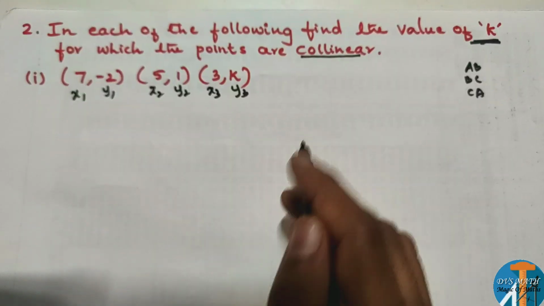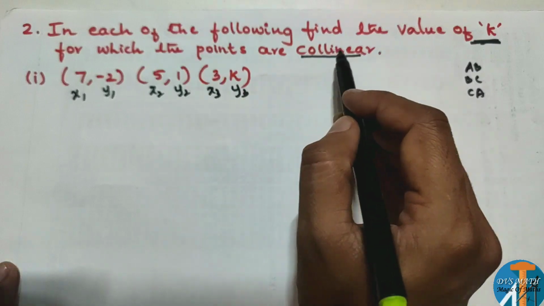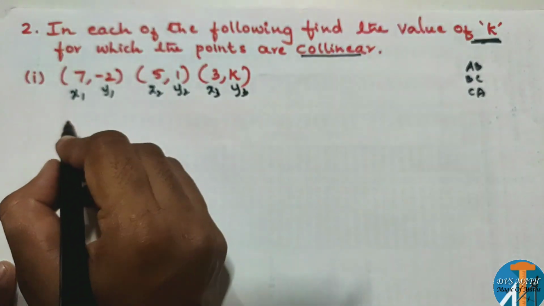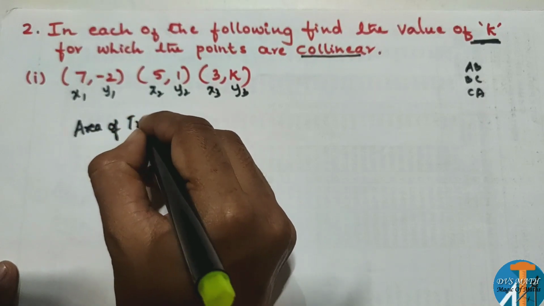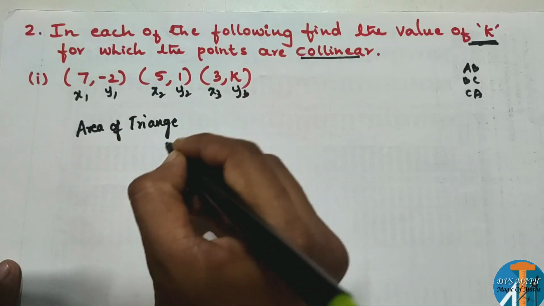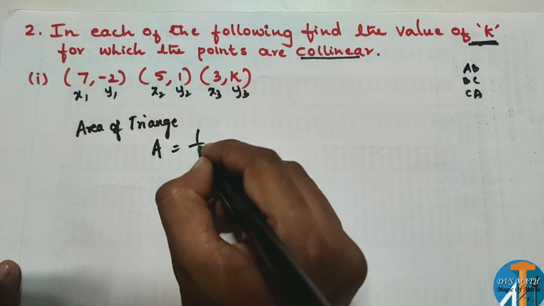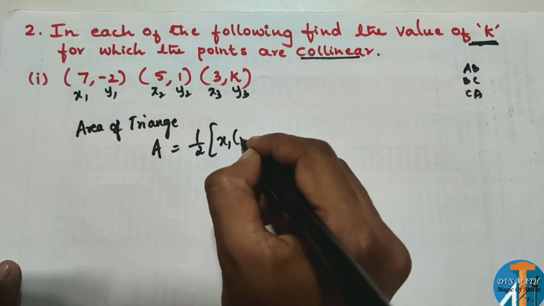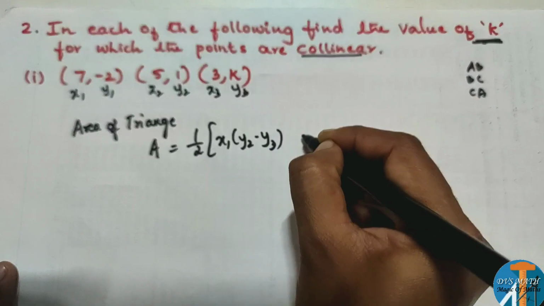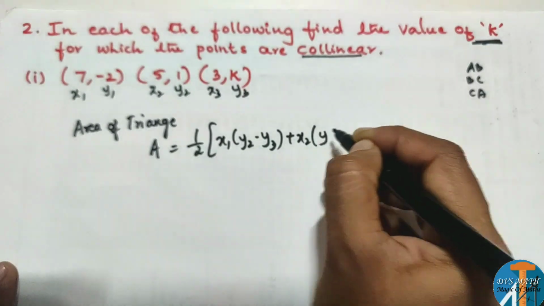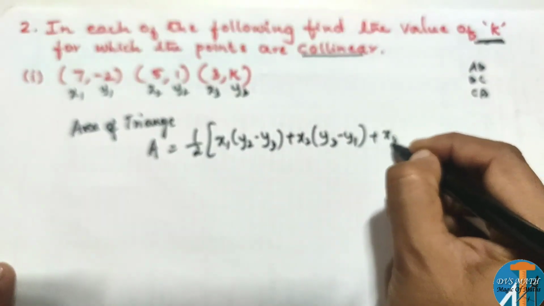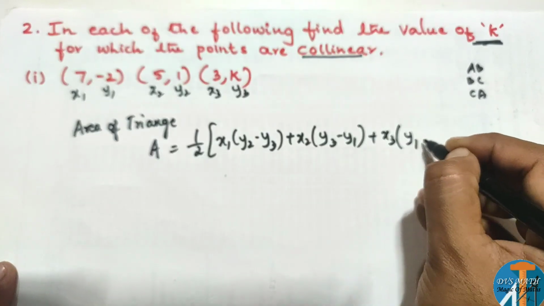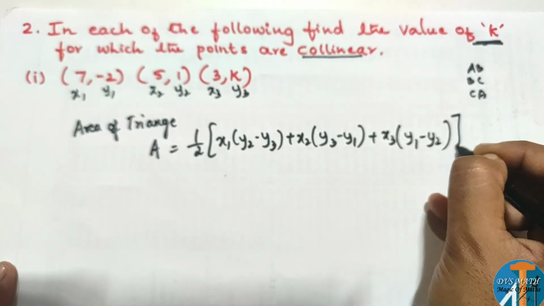Okay, so the name itself, they are saying that these points are collinear. Collinear anta bandaga, let us write the formula. So area of triangle. What is the area of triangle formula? A is equal to half x1 (y2 minus y3) plus x2 (y3 minus y1) plus x3 (y1 minus y2). So we have a formula.